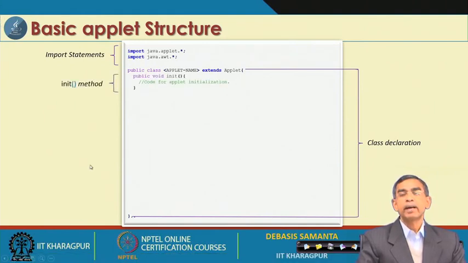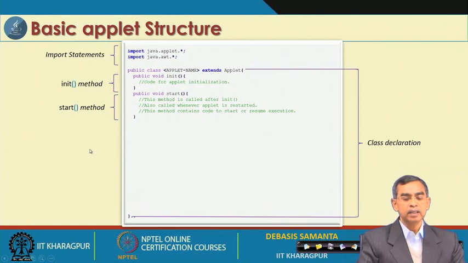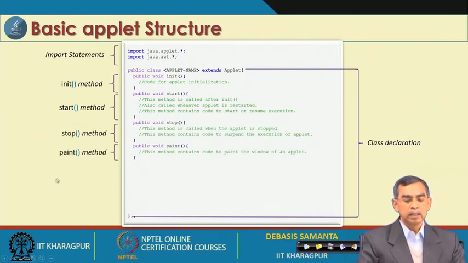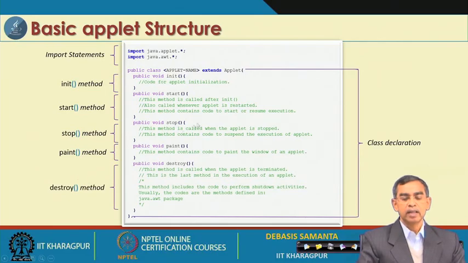Now, next part, the different methods. Again, there are many methods. As you see here, there is the init method, the start method, the stop method, the paint method, and the destroy method. These are the 5 standard methods that usually occur whenever a programmer wants to design their own applet. All these methods are abstract methods defined in class Applet, which is an abstract class. This means that we have to override these methods if we want to write our own applet program.